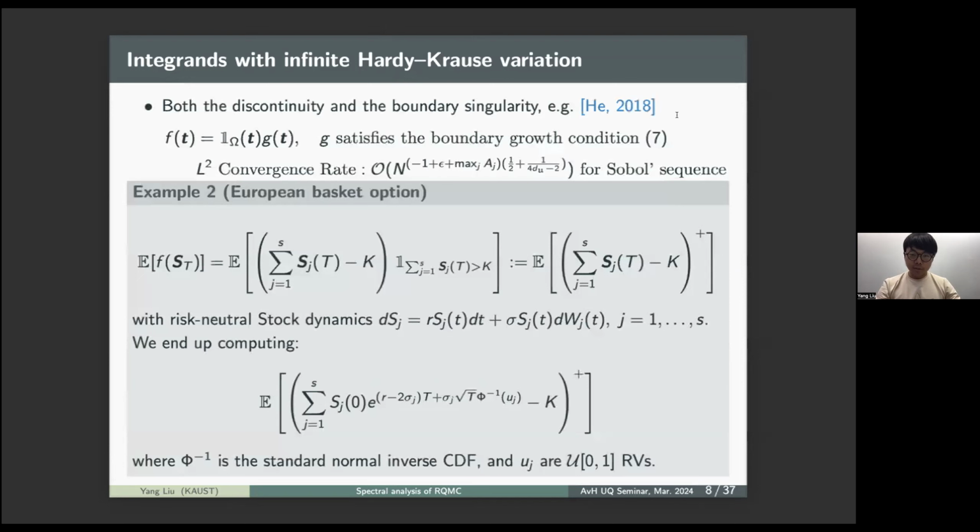The third example is a combination of the previous 2 examples, where you have both the interior discontinuity and the boundary unboundedness. The example considered by He in his paper is still given by the product of this indicator function and g, but now g is unbounded and satisfies the boundary growth condition. The author proved that for the Sobol sequence, the L2 convergence rate is of order n to this power, which is a product: the first part is related to the boundary unboundedness, and the second part is related to the interior discontinuity. So the effect is a multiplication of these two factors. Later in this talk we'll see that actually this rate can be further improved.